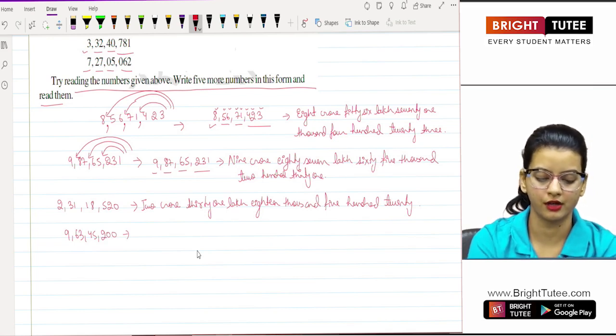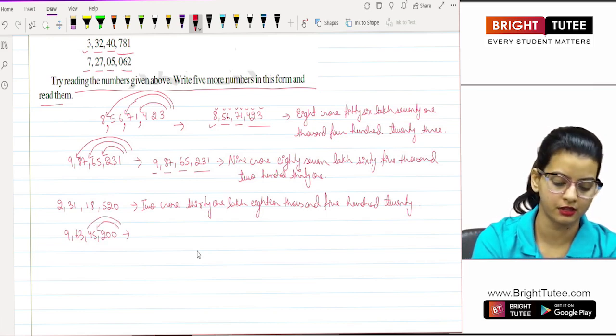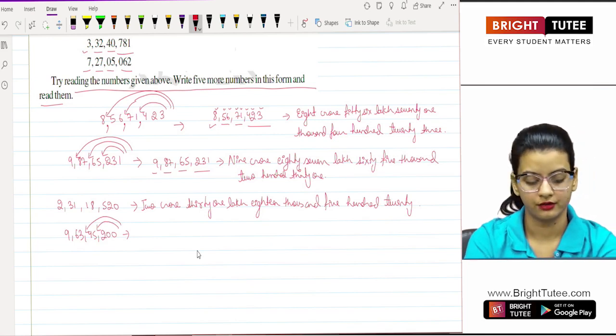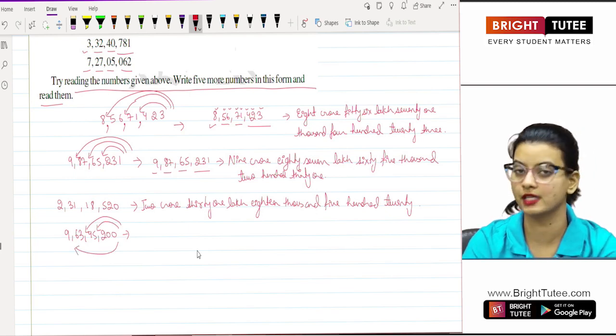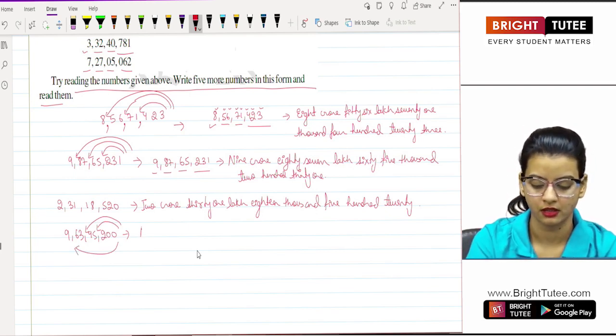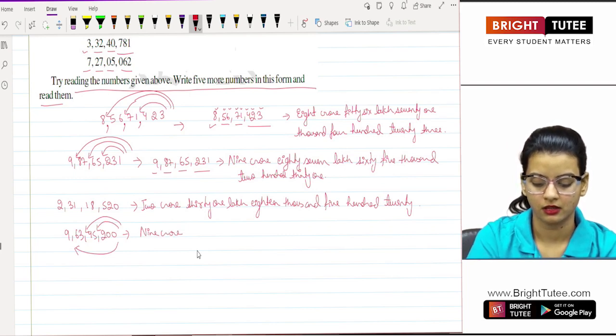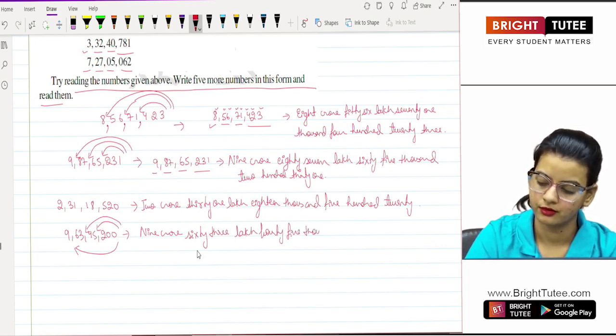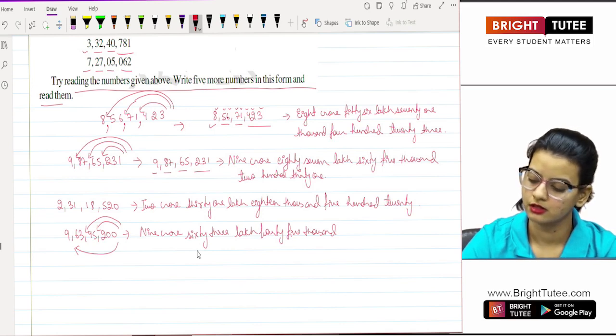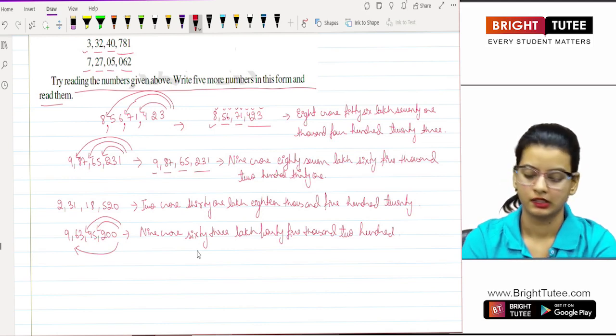Now another is, again we have got 3 commas: a comma after 3 digits from the right, then a comma after 5 digits from the right, and then a comma after 7 digits from the right. So this is 9 crore 63 lakh 45,200. See this? Last example.